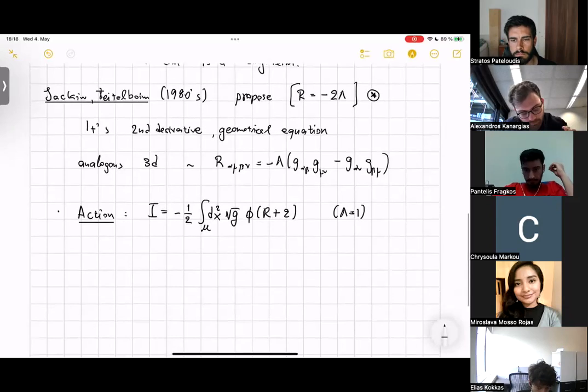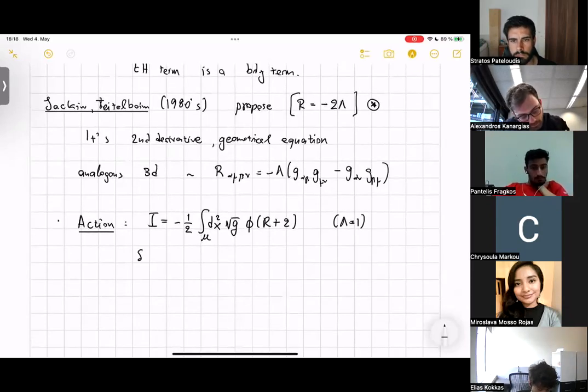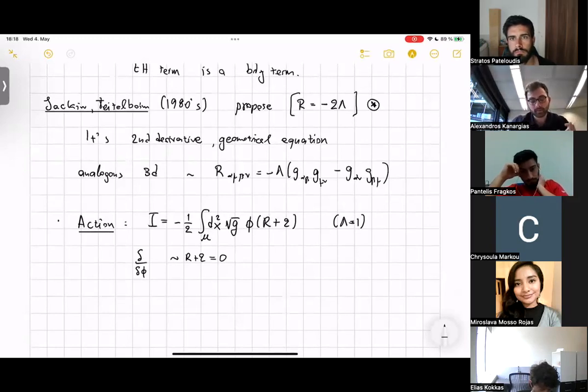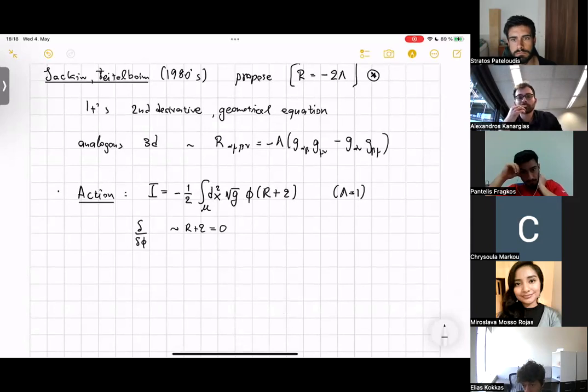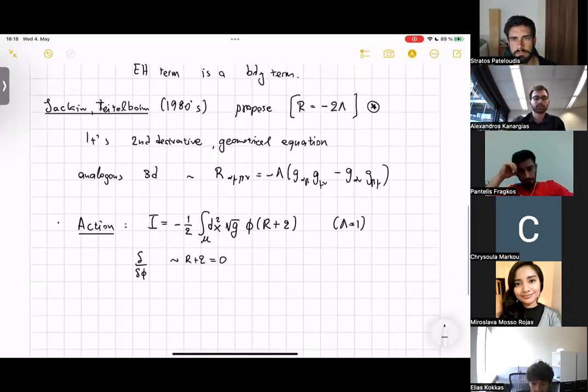All right, and so you see from here that if you vary the action with respect to phi, you get this R plus 2 equals 0. That is the Jackiw-Teitelboim action, the prototypical form. There is no kinetic term for phi. So phi is like a Lagrange multiplier, it's not a dynamical field here. This will be important in the next steps. It's a linear term, so it's like a Lagrange multiplier, as you said. And when you do quantization, it helps you.